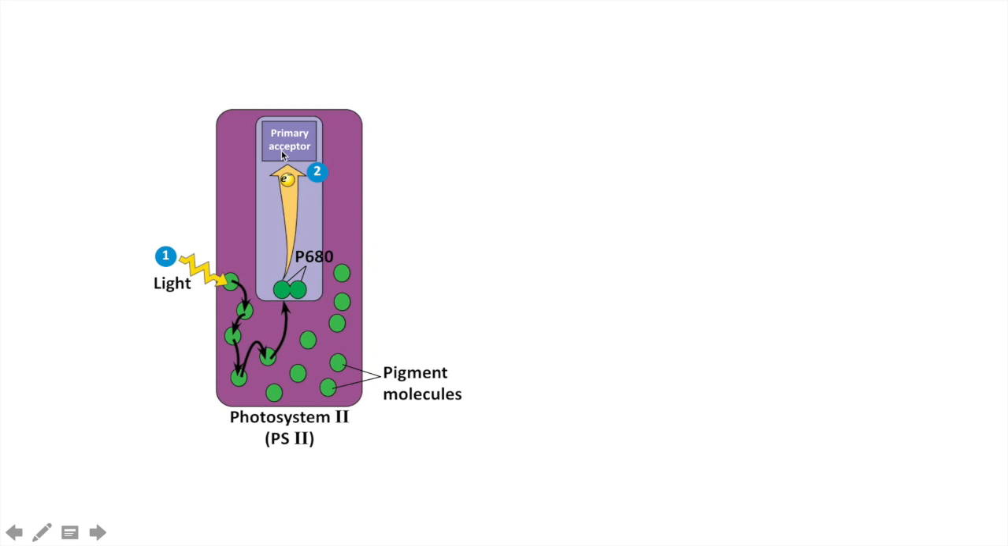And those electrons are transferred to a primary acceptor, which, remember, I said that's a strong oxidizing agent. How strong is it? It's so strong that it can oxidize oxygen. Remember, oxygen is very greedy for electrons, but the primary acceptor can actually pull electrons away from oxygen in water.